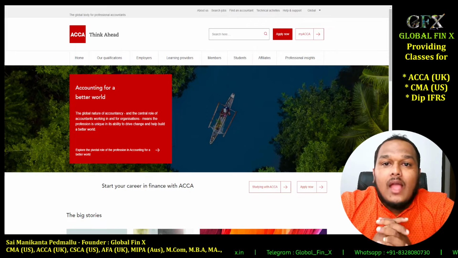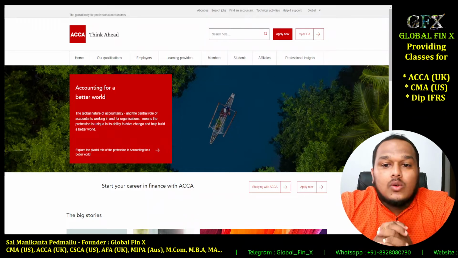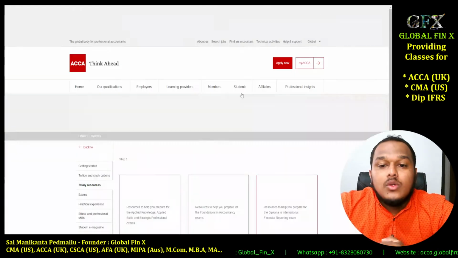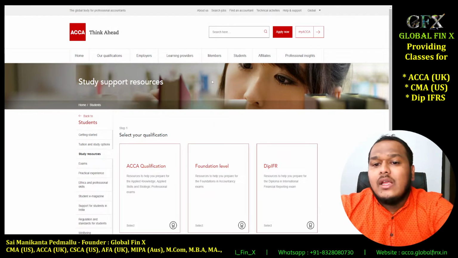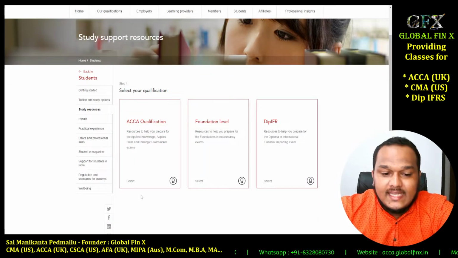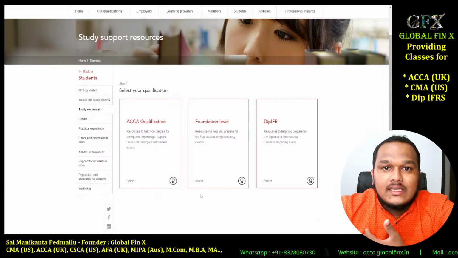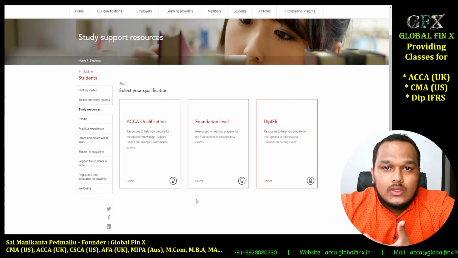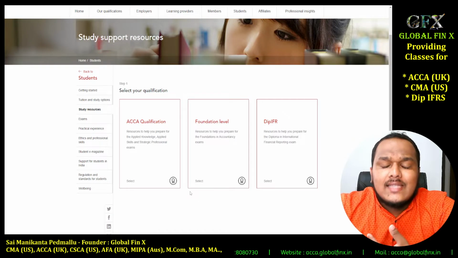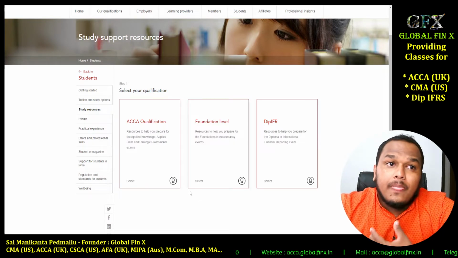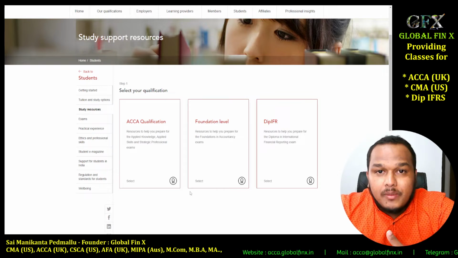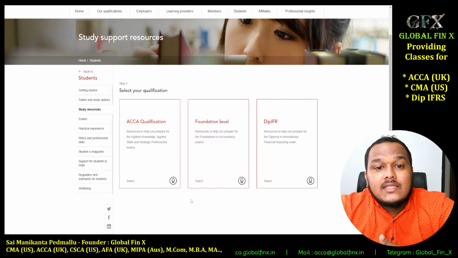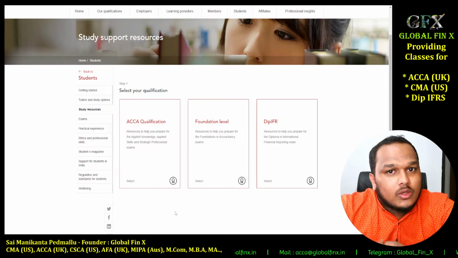As you can see here, I'm on the ACCA global website. I'll go to students, study support resources, as usual. This page is usually very crucial from your exam point of view, for your preparation. I hope you guys are aware of that. Since you're already at professional level, you must know that all the resources required, like your syllabus, technical articles, examination guidance, examiners' reports of previous paper evaluations, mock exams, everything that you need, including the past papers, are available on this student study support resources page.